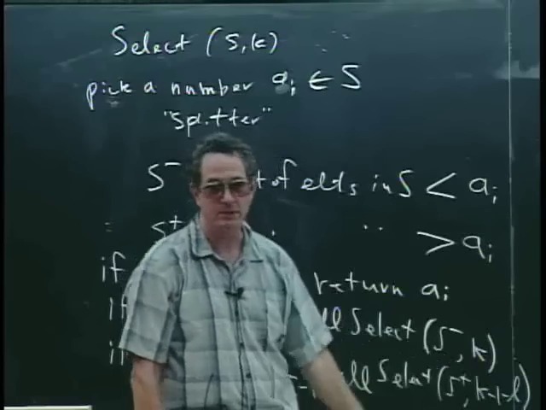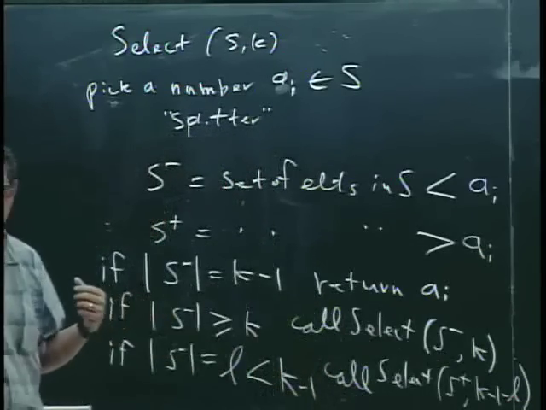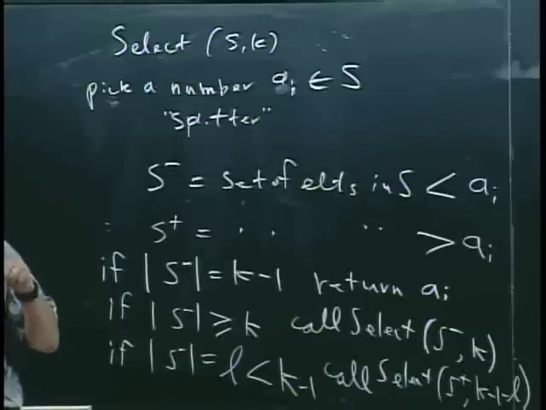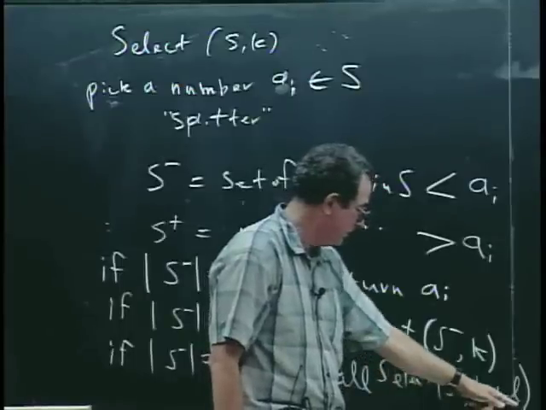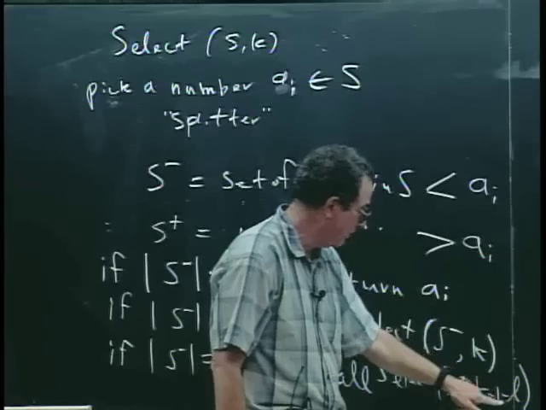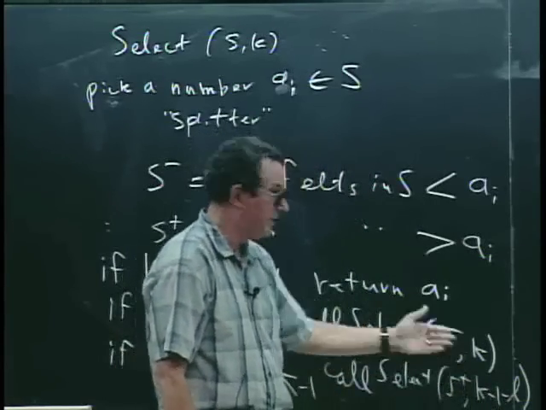Oh, it's K minus 1 minus L, of course, because there are L that are too small in S minus, and AI is too small. That's where the extra 1 comes from. So it's K, which is what we're looking for, minus L minus 1. Right. Okay, so that is right. And we make that recursive call.